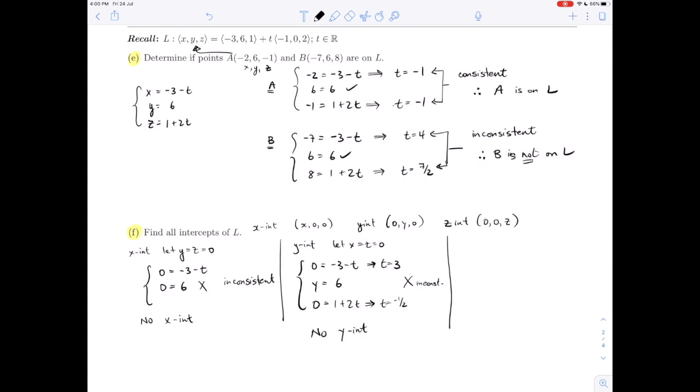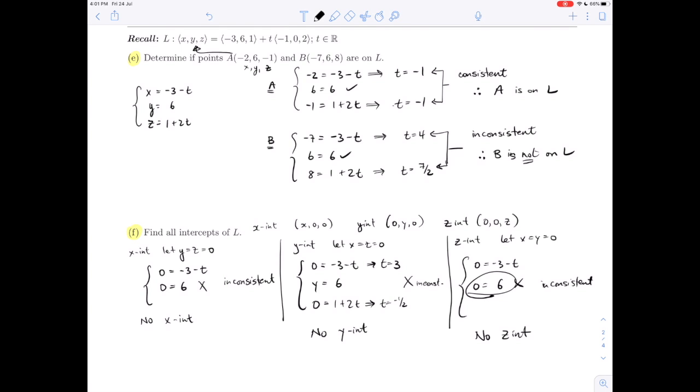So let's check finally our z-intercept and see what happens. For the z-intercept, we have to let x and y be 0. Again, back into the parametric equation form. 0 is minus 3 minus t. 0 is equal to 6 for y. Again, right off the bat, inconsistent. I don't even have to check the last equation. This will never work. And so that tells me that there is no z-intercept.